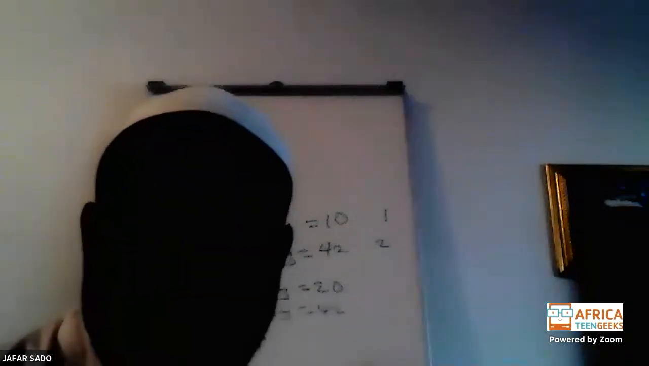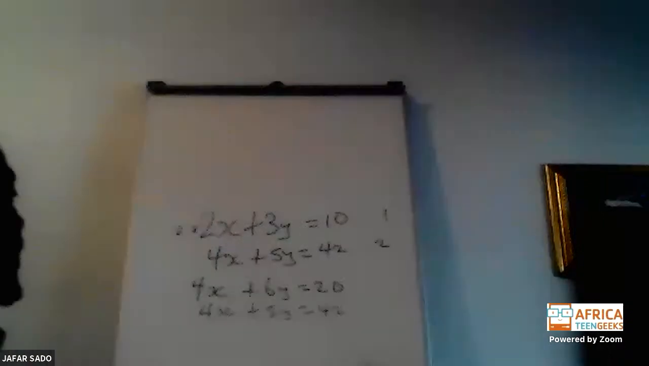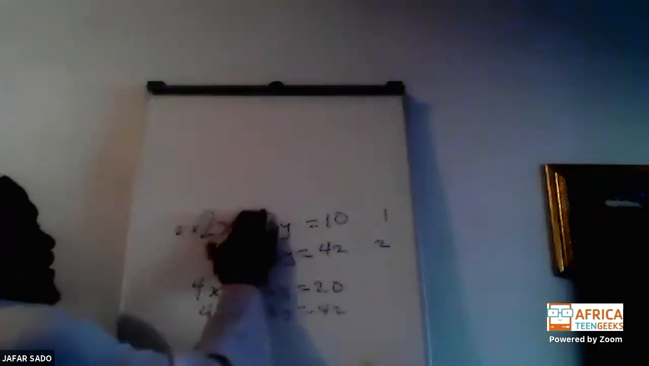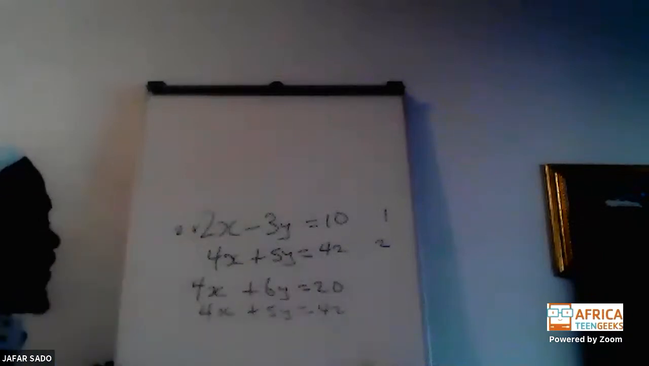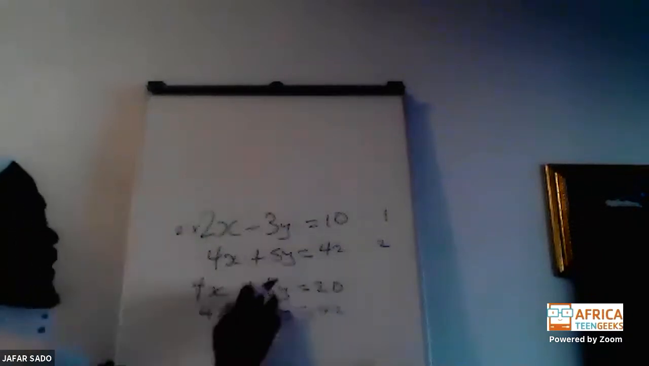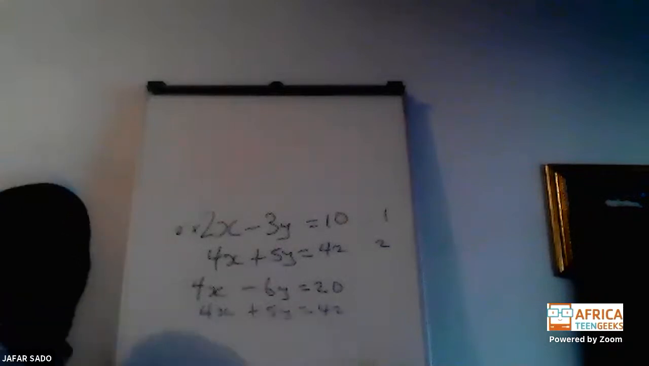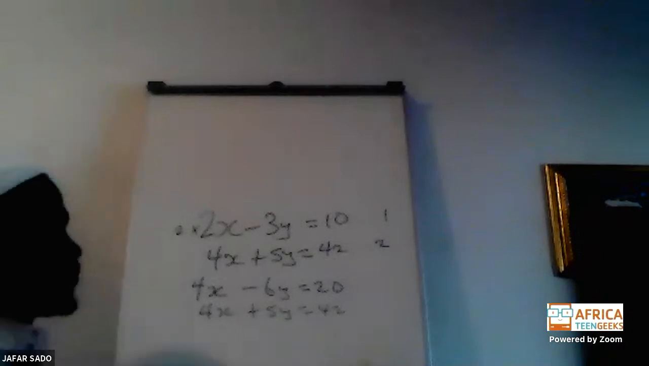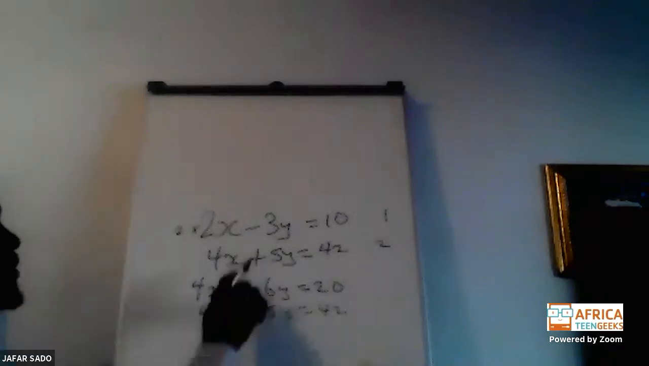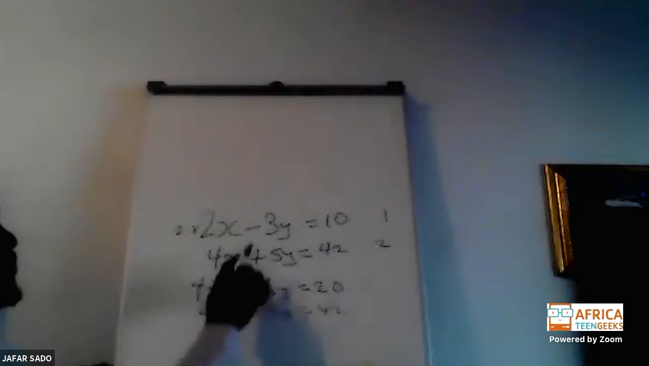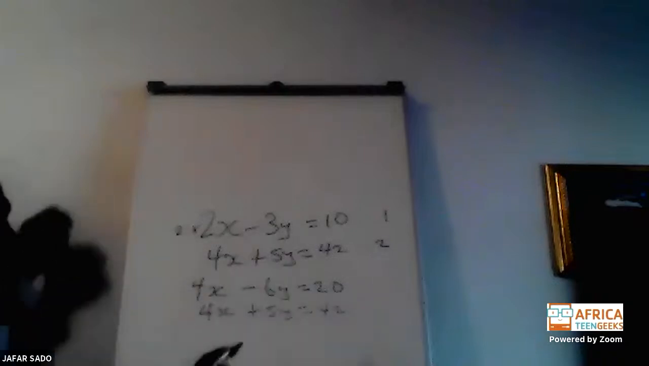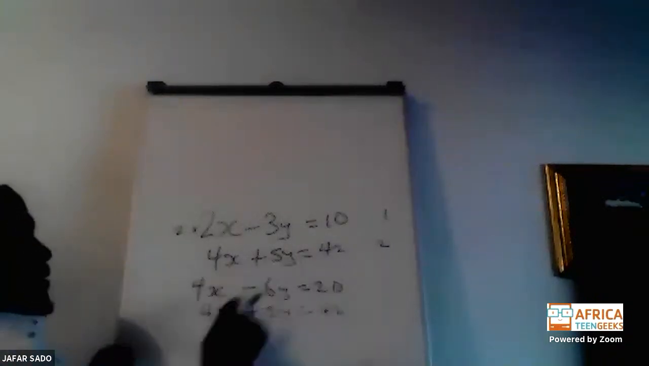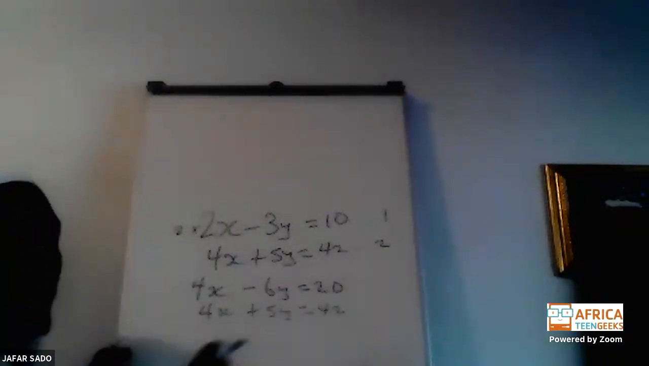All right, guys, it is minus 3, not plus 3. Sorry about that. So then we'll have minus 6y. Thank you for the observation. So now multiply this by that to get 20. Then write this one as it is, 4x plus 5y equals 42.